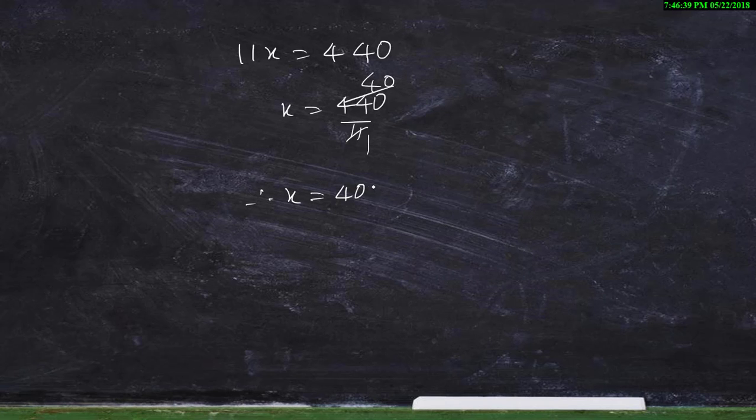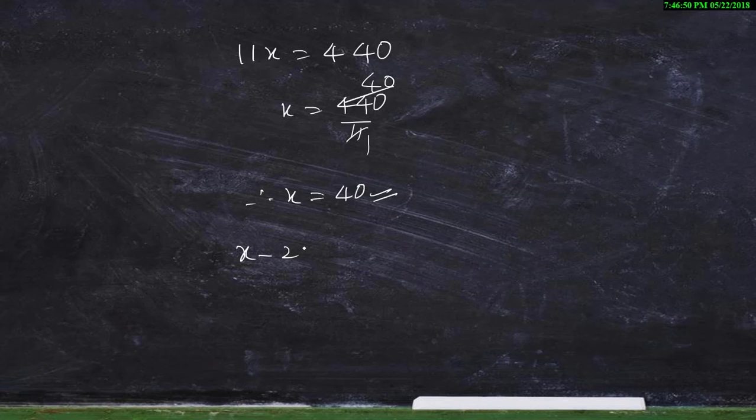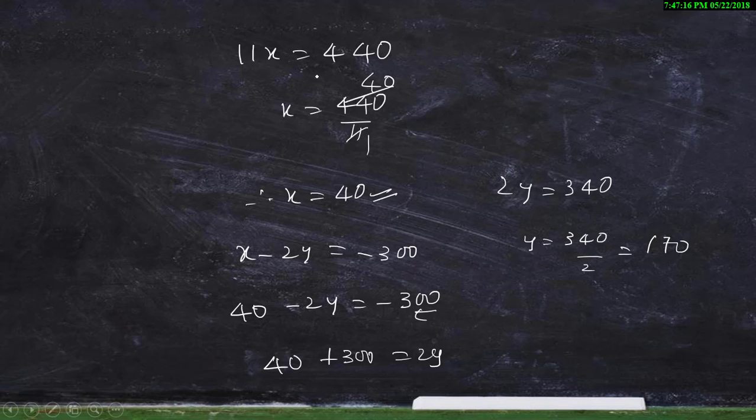Now substituting this X value in either of these equations, we will use this equation, which is pretty easy. X minus 2Y is equal to minus 300, and X is 40, so 40 minus 2Y is equal to minus 300. This minus 300 will become plus 300 when it comes to this side, so 2Y is equal to 340 and Y is equal to 340 by 2, it will be 170. So ultimately X is 40 and Y is 170.